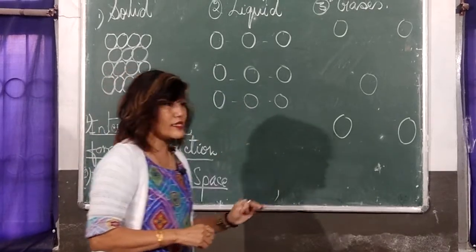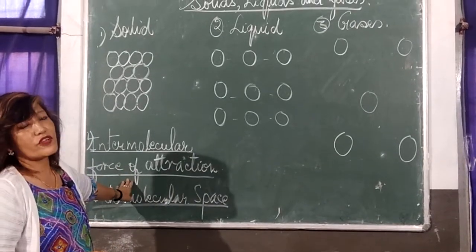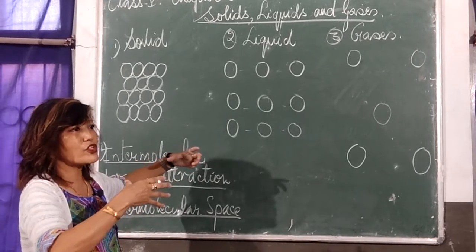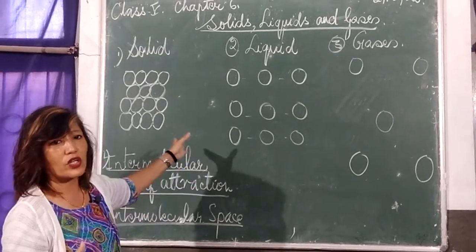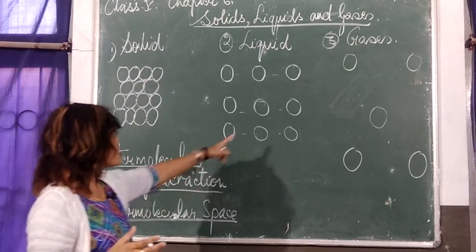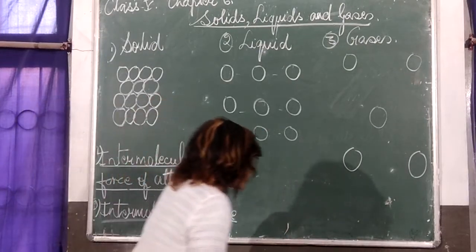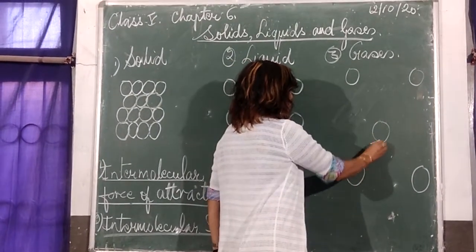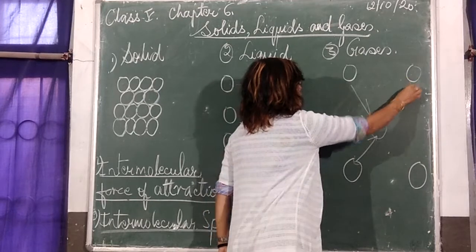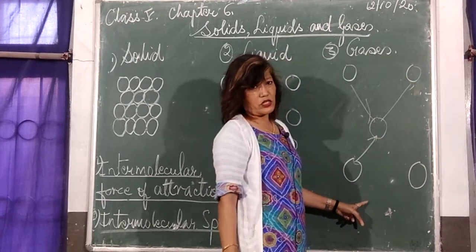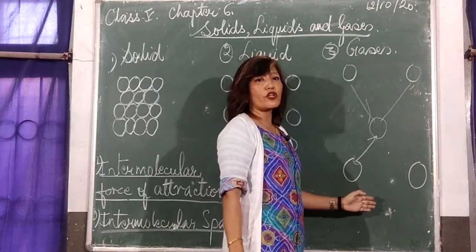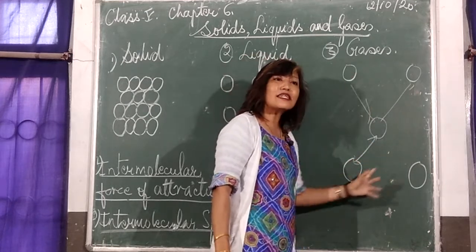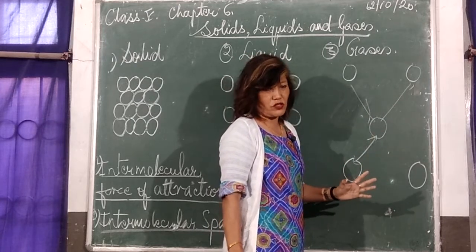Now in gases, the intermolecular force of attraction is the weakest. When the intermolecular force of attraction is the weakest compared to solids and liquids, then the intermolecular space between the molecules of gases is the largest. So they are far apart from each other. The intermolecular space is the largest. Because of this largest intermolecular space, the molecules in gases can move randomly in all the directions.